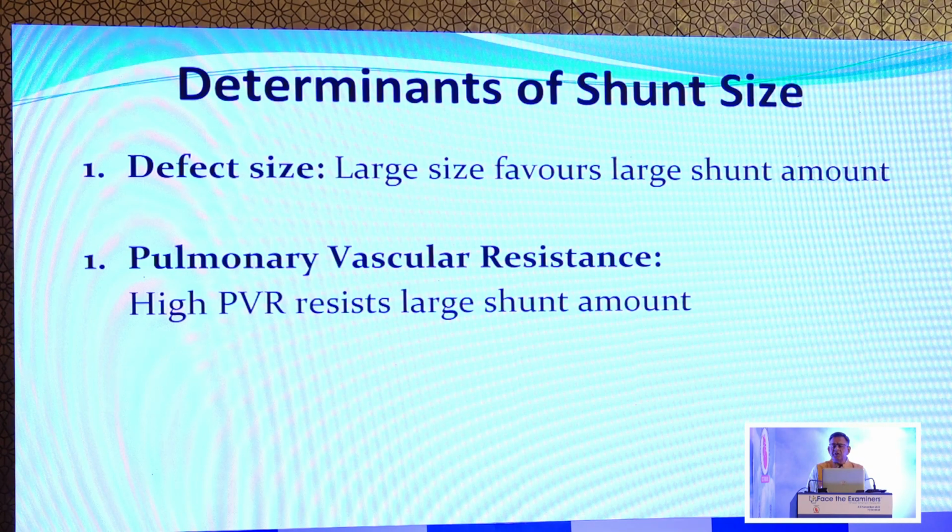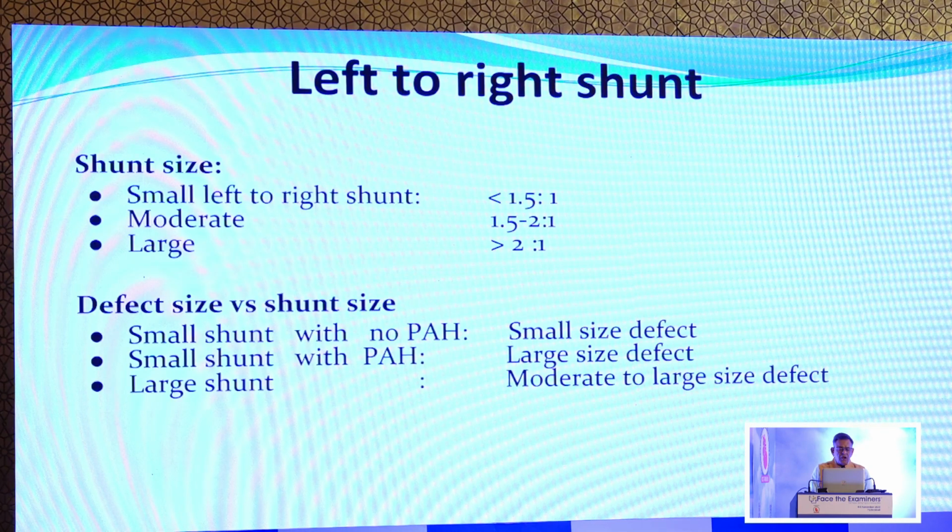Now, what is the determinant of shunt size? These are the two determinants of left to right shunt. One is the defect size itself, and second is pulmonary vascular resistance. High PVR will resist the large shunt. Now, this you all know, I believe. There may be small shunt, moderate shunt, or large shunt. To make it simple, let us say that small shunt is 1.5:1, large shunt is 2:1. In between, you can have moderate shunt. Is there a correlation between defect size and shunt size? Not exactly, but that is how it translates.